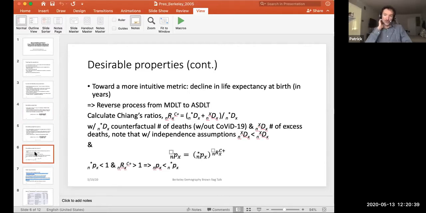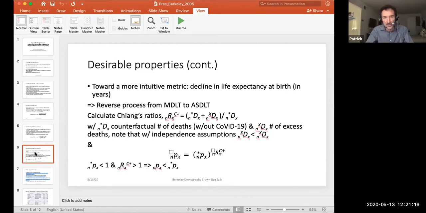And the third one is, the comparative mortality ratio is much better because it's age standardized. It's still not a metric that is very intuitive. So the last thing we do is we try to convert those into decline in life expectancy at birth. We can only do that at the level of the country because that's where we have life tables. And the process is the reverse of the process of deleting a cause from a multiple decrement life table to an associated single decrement life table.